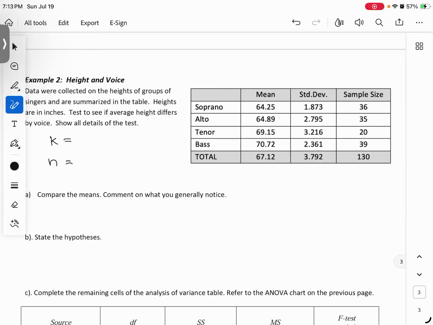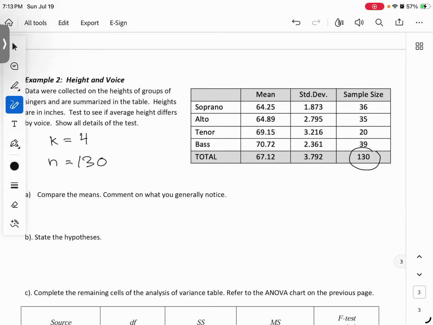Okay. All right. So again, remember K is how many groups there are. And we can see right here that there are 4. There are 4 singing groups, and you can also see right here that although the sample size is not the same for all 4 groups, there was 130 total in the sample.